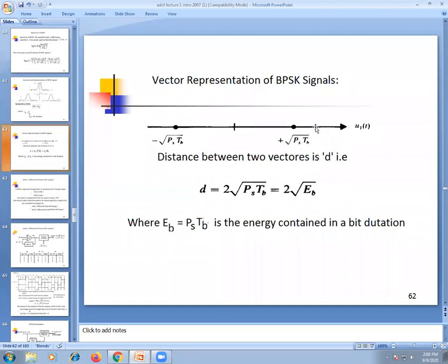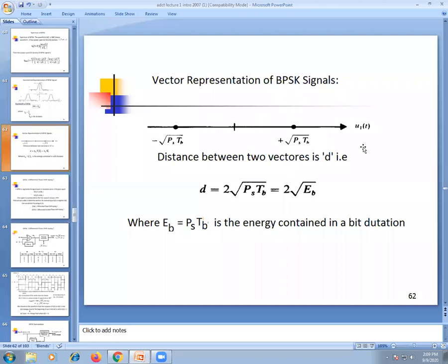Now this is the U of t signal. Another signal appears at the minus of that value, which means 180 degrees out of phase. So one signal is the original, and the other is 180 degrees out of phase. What is the signal difference? They are 180 degrees to each other. So S1 and S2 are the two signals in the BPSK.